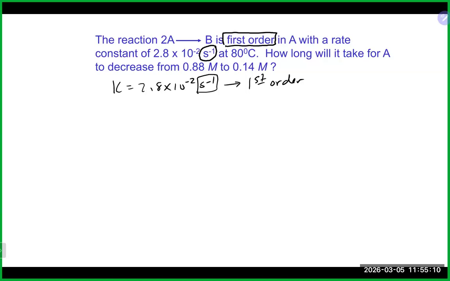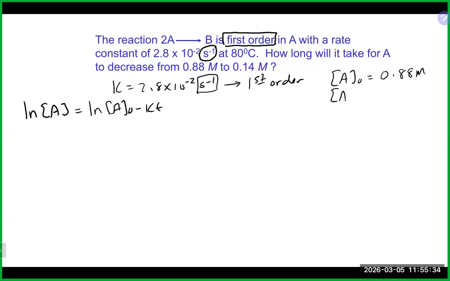All right, since this is first order, we definitely want to roll with our first order equation, which is natural log of A equals natural log of A naught minus KT. In this particular case, we have our rate constant given to us. We have our initial concentration of A, which is 0.88 molar. We have our final concentration, 0.14 molar. And we actually do have everything we need to solve. We're looking for time, which is T in this case.